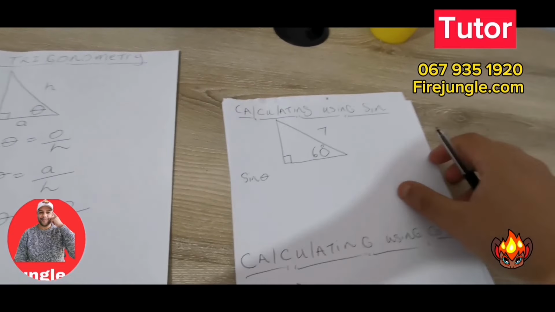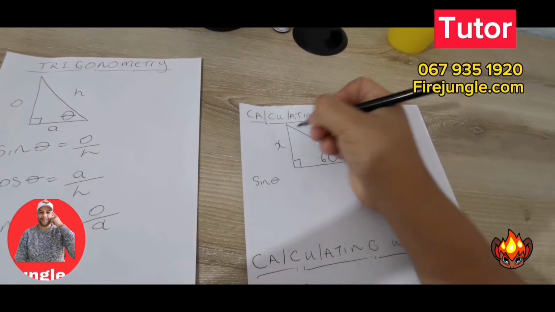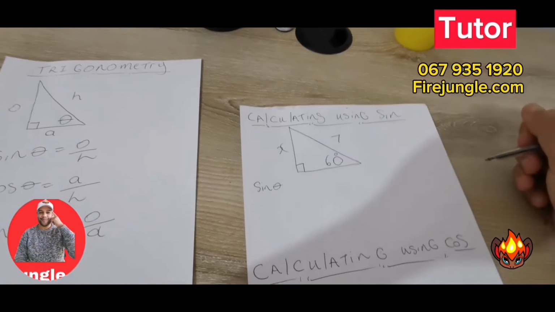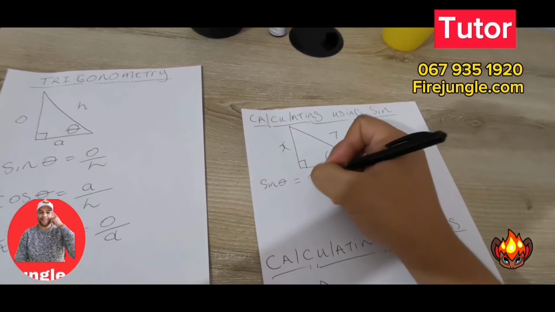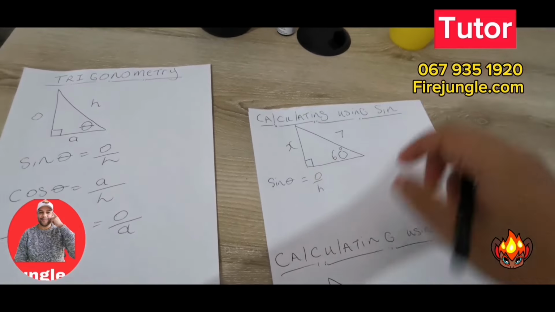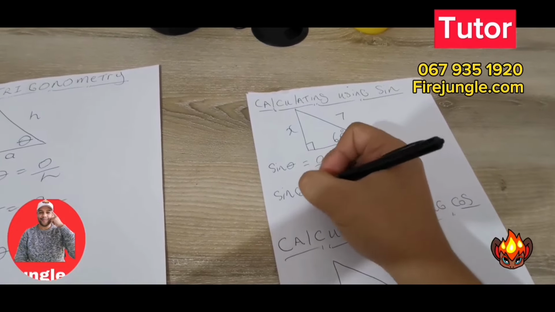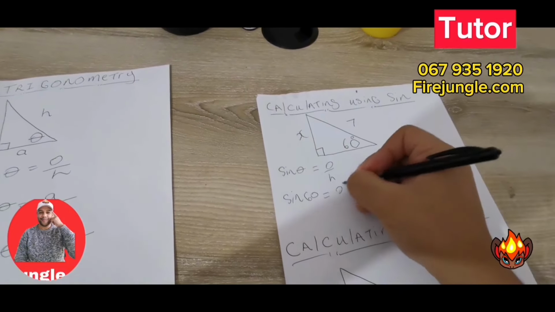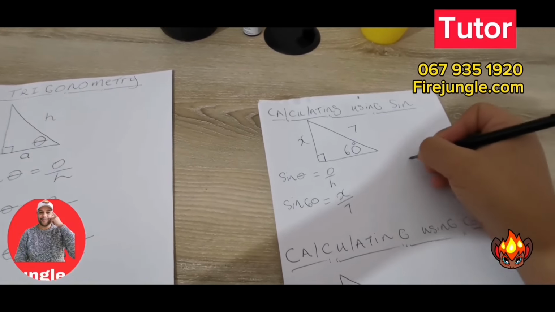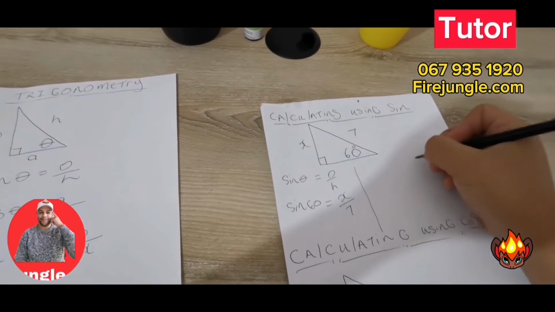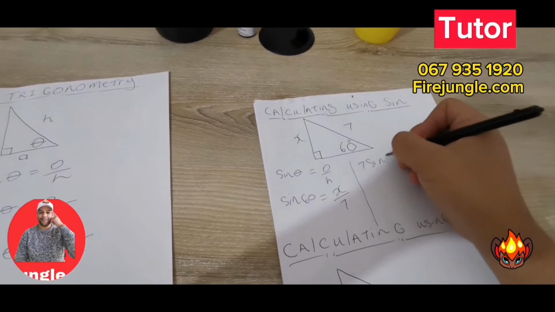So let's say, for example, we are asked to calculate x, the side of x over there. We can use sine theta, and sine theta, like we said, is equal to opposite over hypotenuse. So we can write sine of 60 is going to be equal to x over 7. And then x is equal to 7 sine 60.